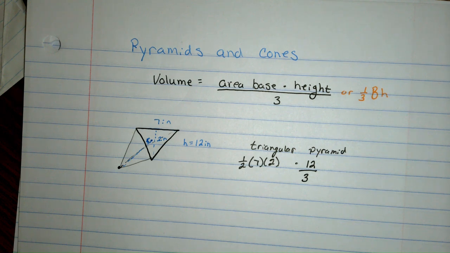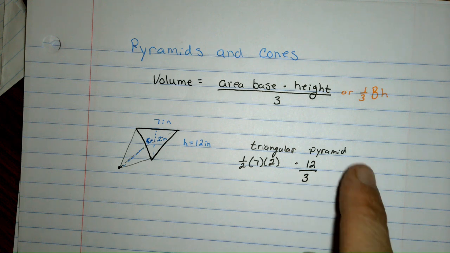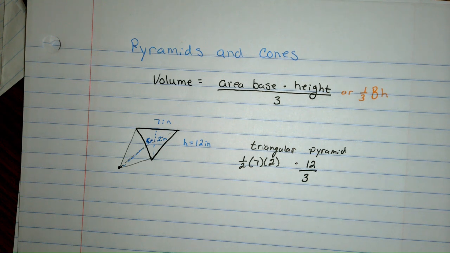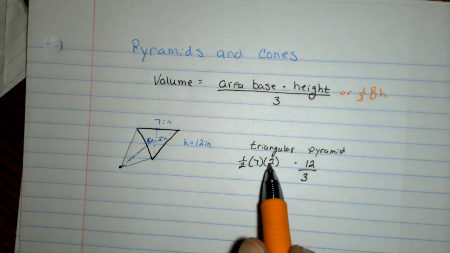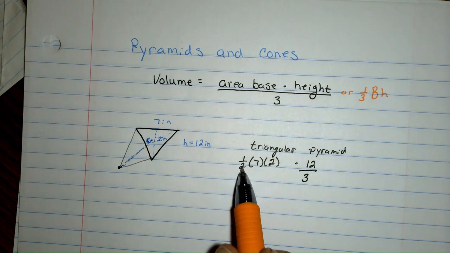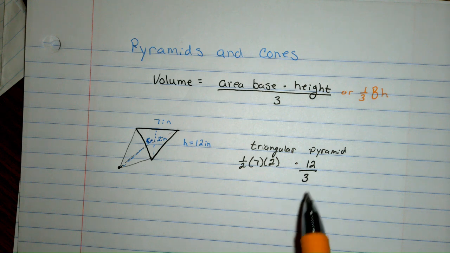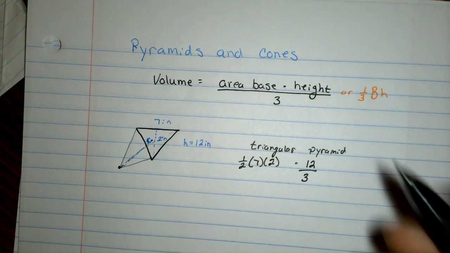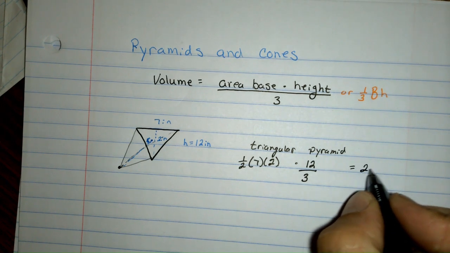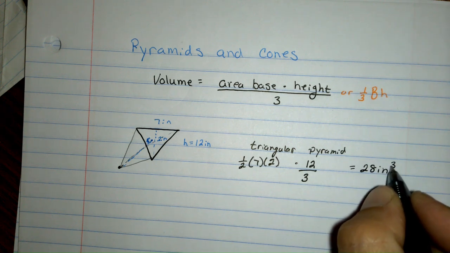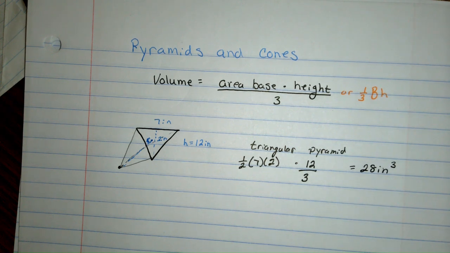Okay, we're just going to type it in the calculator. Remember, this divided by 3 is because it comes to a point. That's that extra step because it comes to a point, and so it uses less. So 7 times 2 is 14. Half of that is 7. 7 times 12 is 84. Divided by 3 is 28. So we have 28 cubic inches. Again, it's a 3D shape.